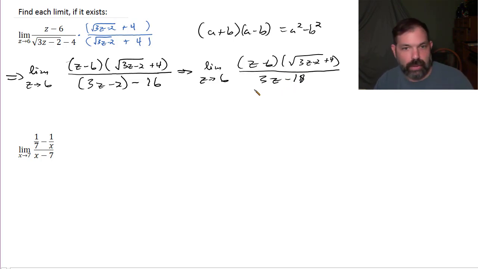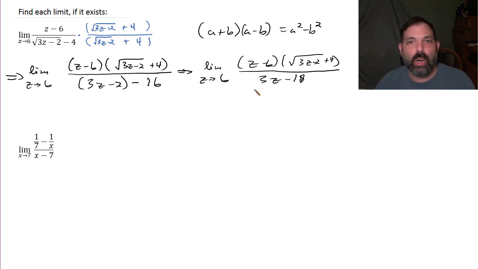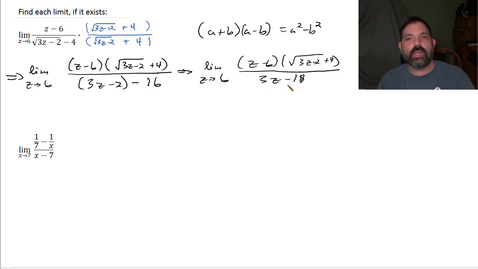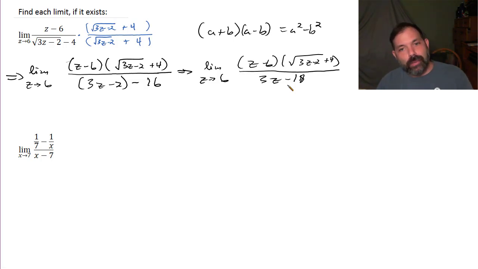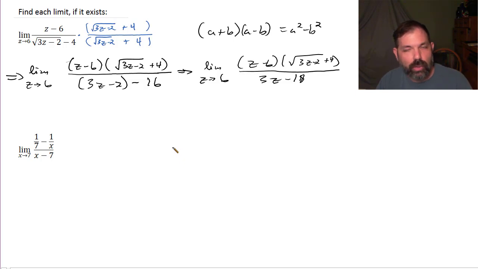All right, now, if we were to try to substitute 6 at this point, we'd still get a 0 over 0. Notice I've still got the z minus 6 in the numerator, so if I let z equal 6, that factor goes to a 0. 3z minus 18, if I let z equal 6, that's 3 times 6 is 18. 18 minus 18 is again 0. Have we done any good here? Well, it turns out, even though it's still indeterminate, we're in a better situation than we were before, because now I can easily factor this denominator.